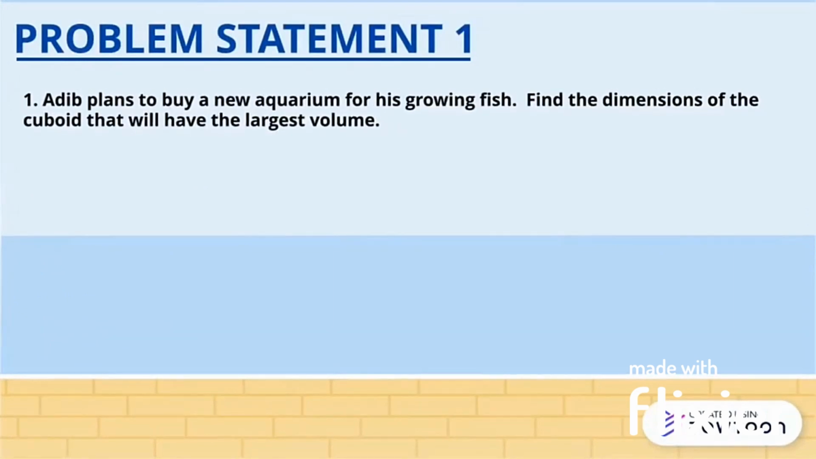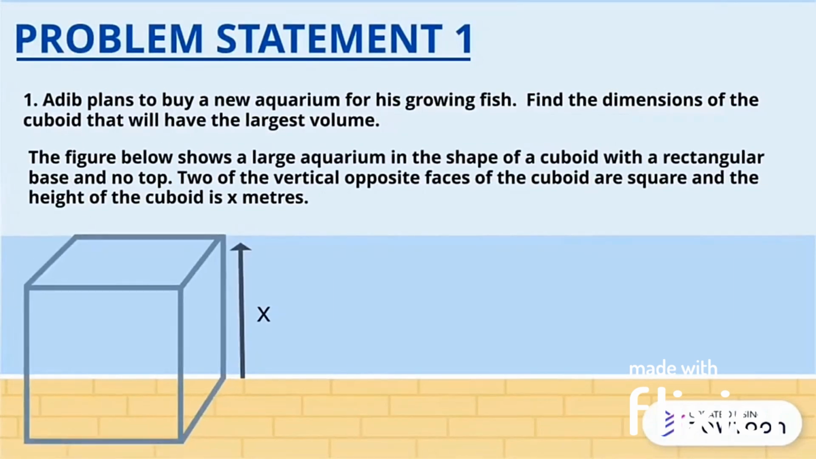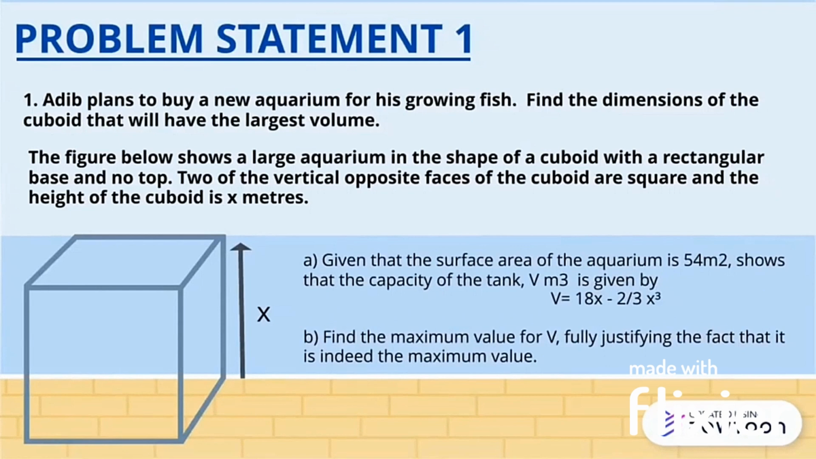Adit plans to buy a new aquarium for his growing fish. Find the dimensions of the cuboid that will have the largest volume. The figure below shows a large aquarium in the shape of a cuboid with a rectangular base and open top. Two of the vertical opposite faces of the cuboid are square and the height of the cuboid is x meters.